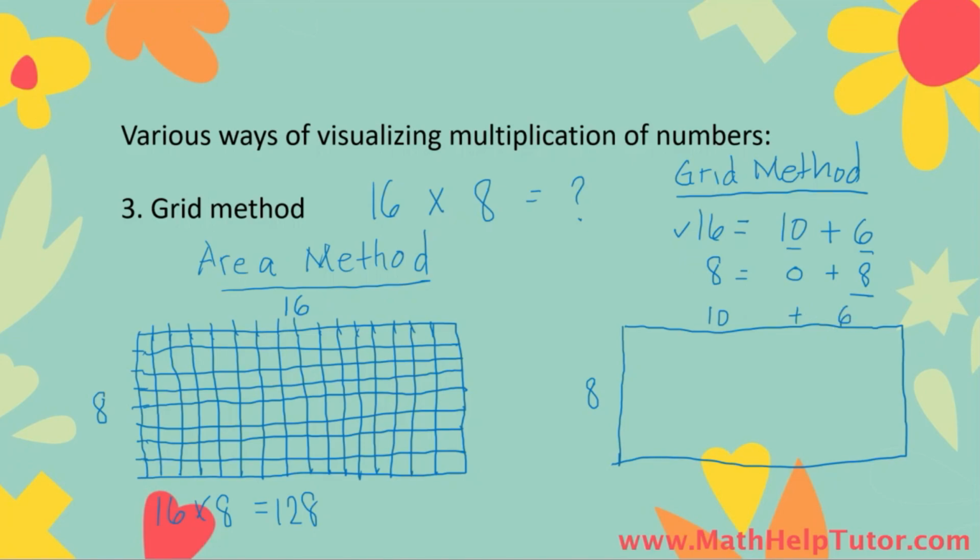Next, we can draw regions based on the places, like tens and ones, of the numbers that we are multiplying. So we draw a line here, which is going to represent a rectangle that has a length of 10 and a height of 8. And then another rectangle here with a length of 6 and a height of 8.